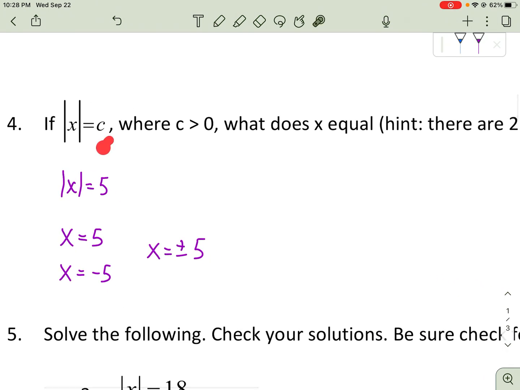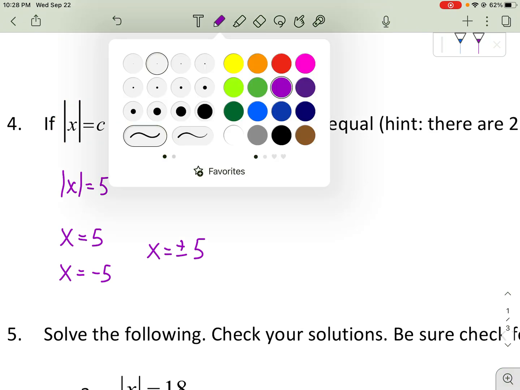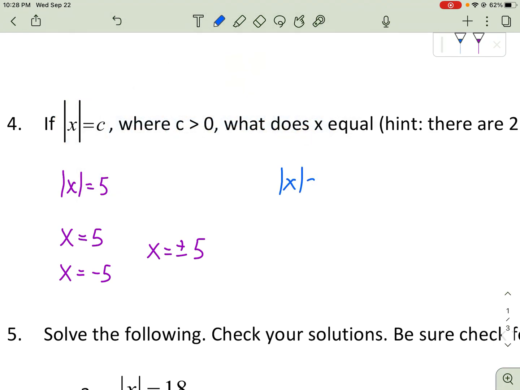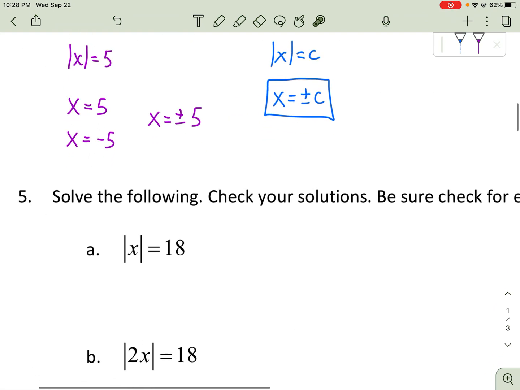So in general, if the absolute value of x equals c, where c is any number, then c, whatever this number is, is exactly how many units you are away from 0 on a number line, like your distance from 0. But then negative c is also the same distance away. So we can say x equals plus or minus c, no matter what c is, any number. So if it was 5 here, then x can be 5 or negative 5, like we said. If it's 7, then both 7 and negative 7 are 7 units away from 0. So remember, absolute value means distance from 0.